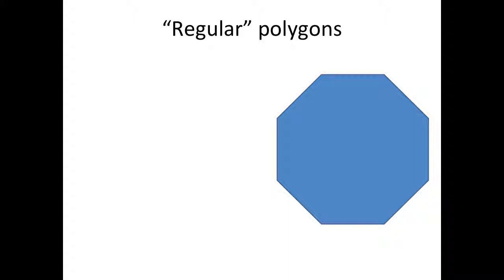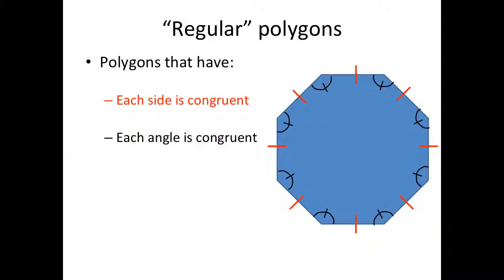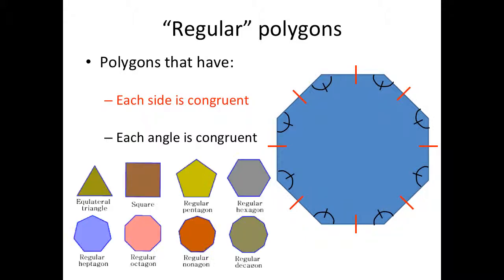So a regular polygon, what is a regular polygon? They're polygons where each side is congruent, so in that example on the right, each of these sides is the same length, and each angle is congruent. So each of these angles here is the same measure. And there are some examples of regular polygons. Equilateral triangle and square you should be very familiar with, of course, and then the other ones just have the word regular and whatever kind of polygon they are, so regular pentagon, hexagon, and so forth.